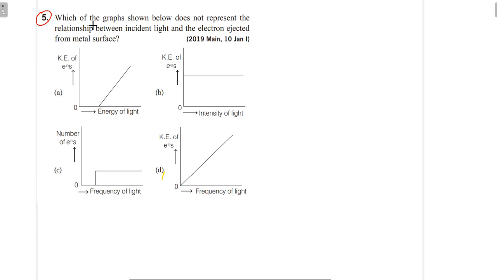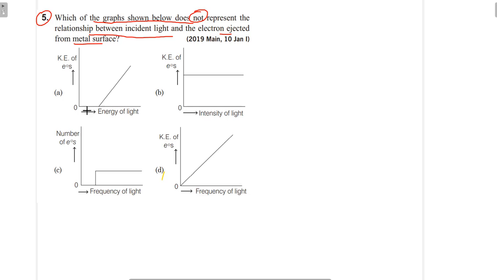Next, a concept based question. Which of the graphs shown below does not represent the relationship between incident light and the electron ejected from the metal surface? This "not" is very important. Most of the time students make this mistake. They don't take it seriously. In the examination they have some tension, so they neglect this. After reading the question, they immediately say yes, this option is correct, and take it. But the question is asking which does not represent.